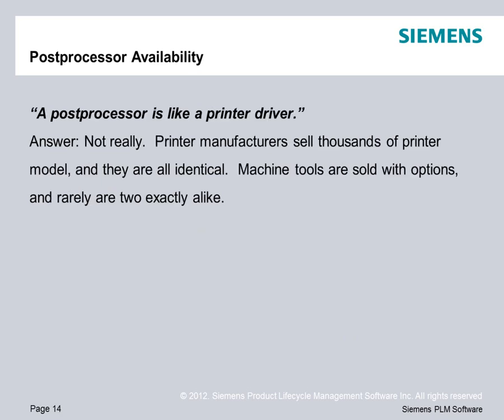Let's take the first comment. A post-processor is like a printer driver. The answer is not really. Printer manufacturers sell thousands of the same printer model. Machine tools have options, and everybody wants their post-processor to be able to use or not use that option depending on whether they have it or not. Very rarely are two machine tools exactly alike. Even if they're the same physical model, they might have a different controller, or they might have different controller software versions, or they might have a different option.